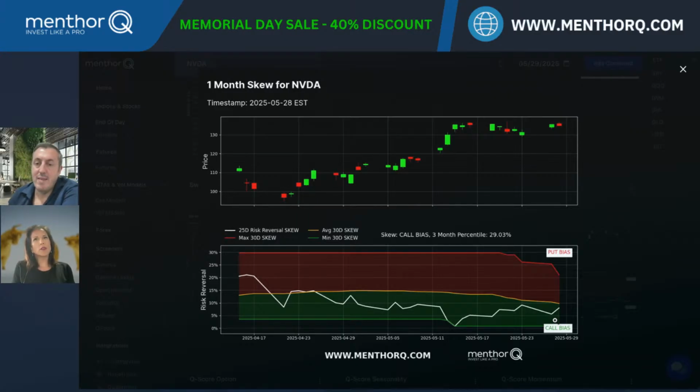And if we go back in time, we were on the opposite side. So when we look at Tesla in February, March, we were at the highest level of skew. And again, when we reach those maximums, look at this, we reached the maximum for the past 3 months, and that's where the price goes rocket into the upside.